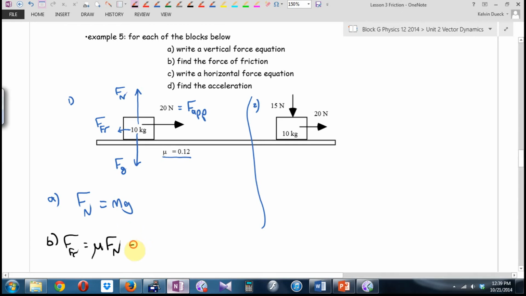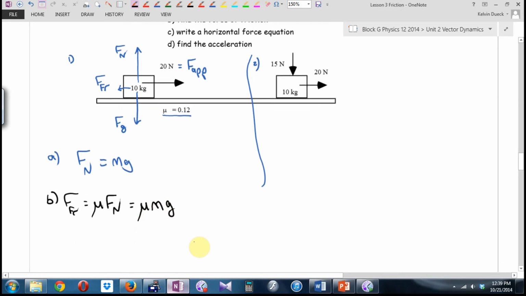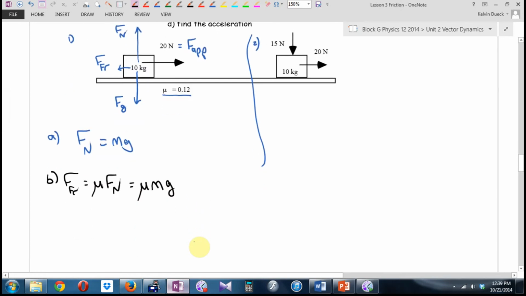And that's why, Joseph, last year that worked for friction pretty much every time, because we kept it simple last year. What's mu? I don't know. What's mu with you? No, what's mu in this question? 0.12. The jokes only get worse, people. Just telling you.